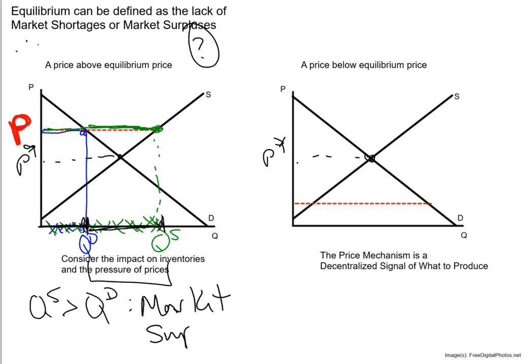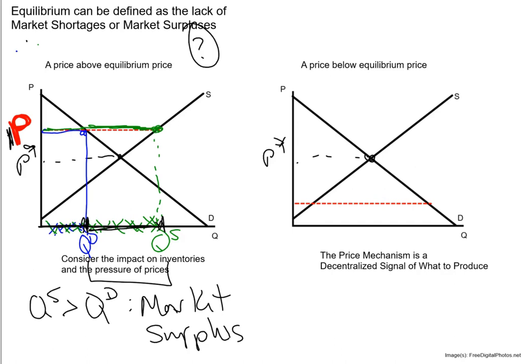surplus. It's actually a surplus of goods that are produced for the market. We've got all of these extra units right here. That's what the surplus is. If you're a producer and you start seeing a bunch of surplus inventory building up on your shelves, what's the natural reaction?